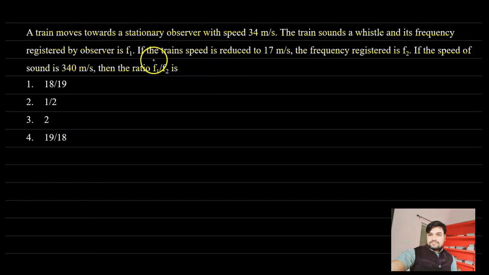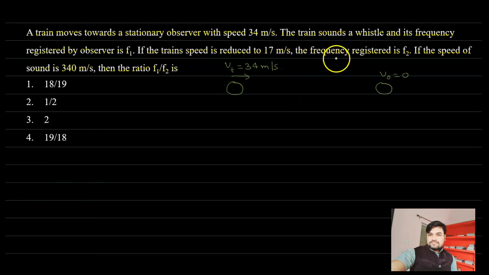So here a train is moving. Let us suppose this is a train that is moving with a speed 34 meter per second. The speed of this train is, let us suppose, Vt, 34 meter per second. And there is an observer. An observer is at rest. A stationary observer means velocity of this observer is 0. And train is running towards the observer.